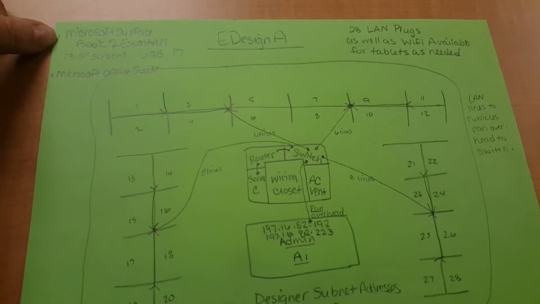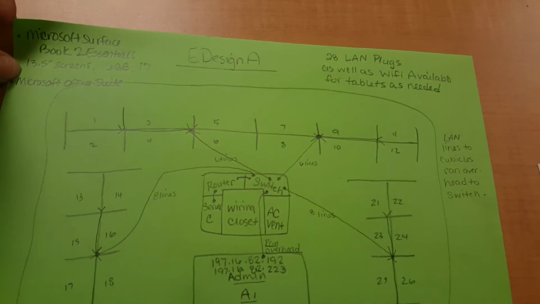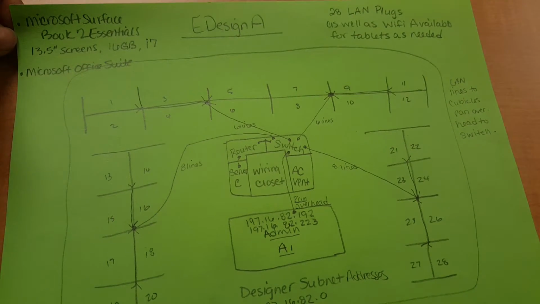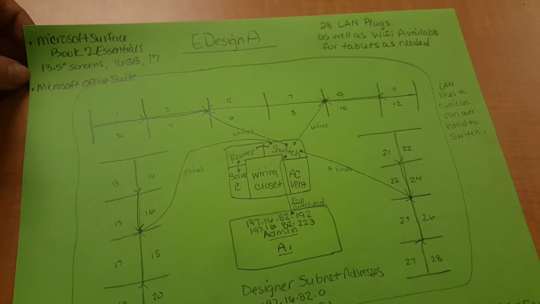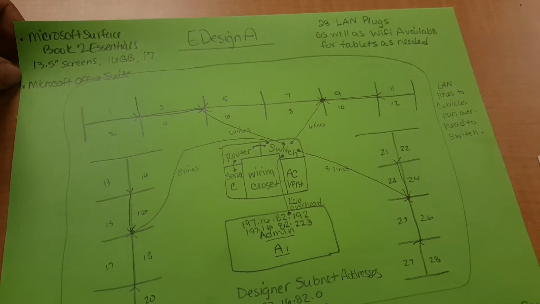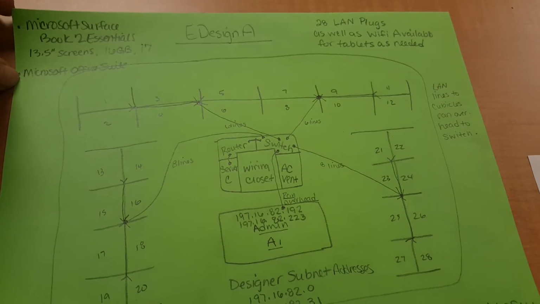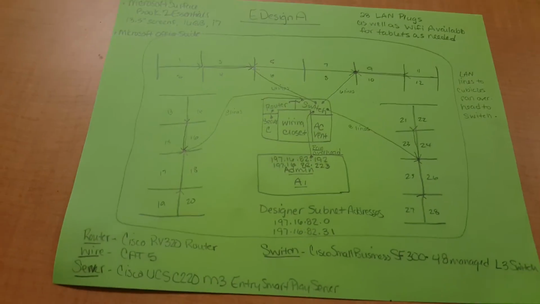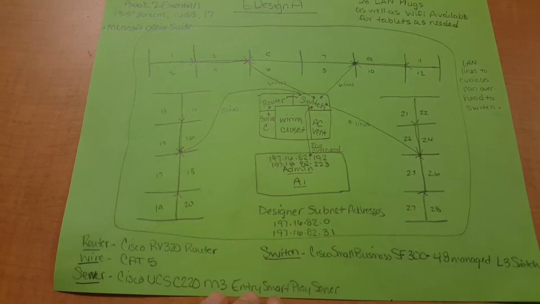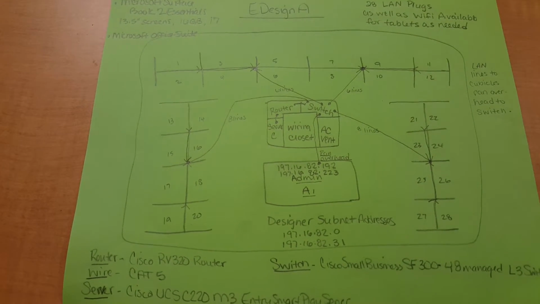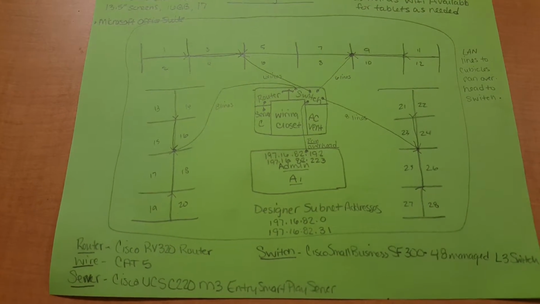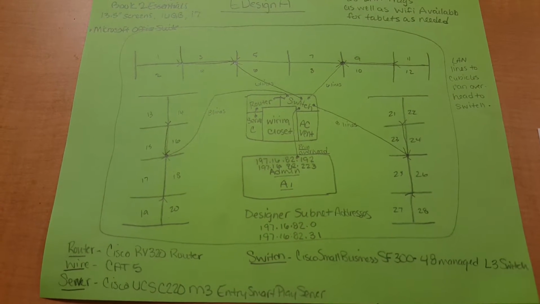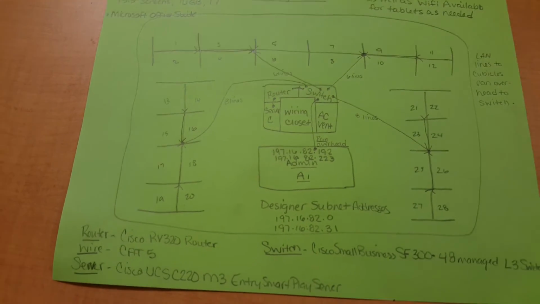In this setup, the designers' office cubicles are set up with Microsoft Surface Book 2 Essentials, 13.5-inch screen, 16 gigabytes, i7, and they have the Microsoft Office suite. However, the Surface Book 2 is the best one for graphic designers, website designers, and such because of its capability with a stylus and a mouse and touch screen as well.